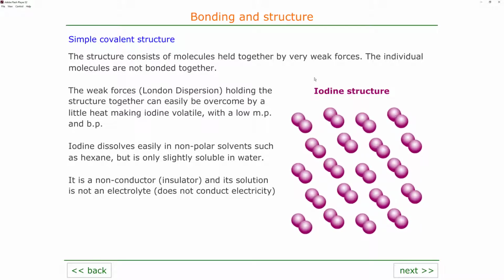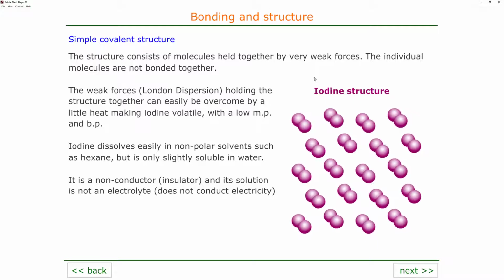These weak forces are London dispersion forces. The London dispersion force can become relatively strong if the molecule is large, such as iodine. The iodine molecule has a relative mass of 254 relative mass units. That makes it relatively large, and so the London dispersion forces acting between the molecules, the intermolecular forces, are strong enough to make it a solid at room temperature.